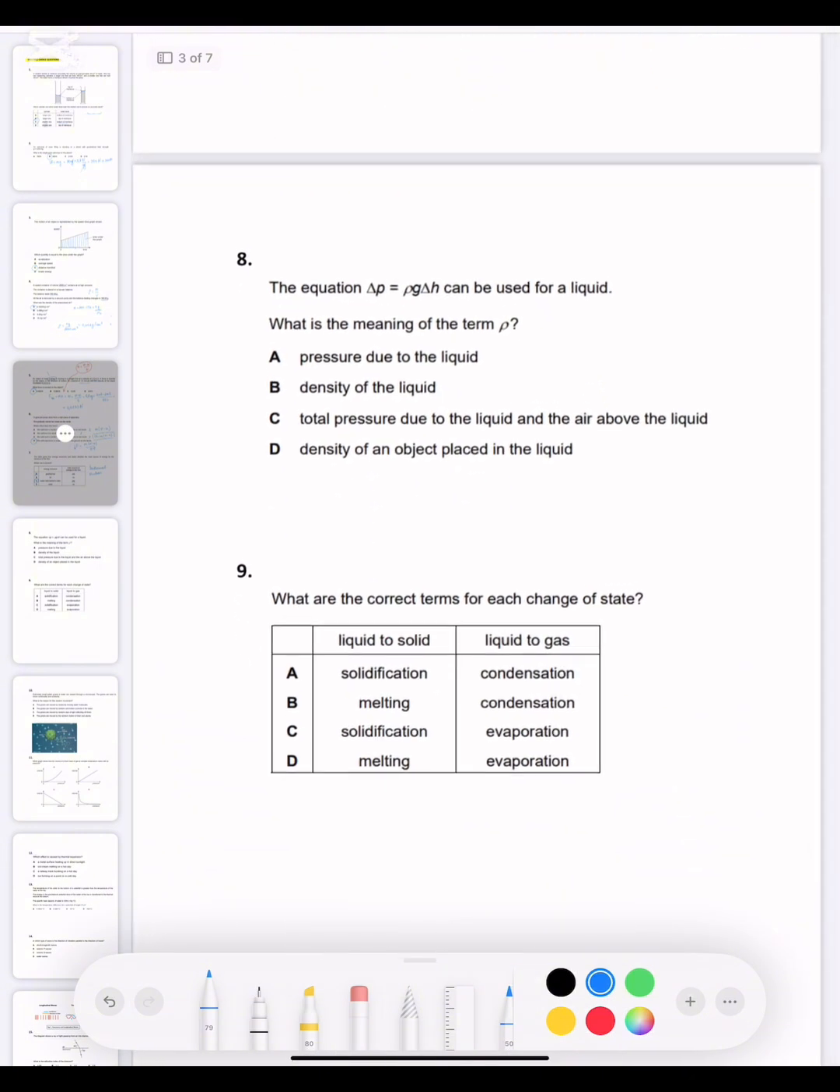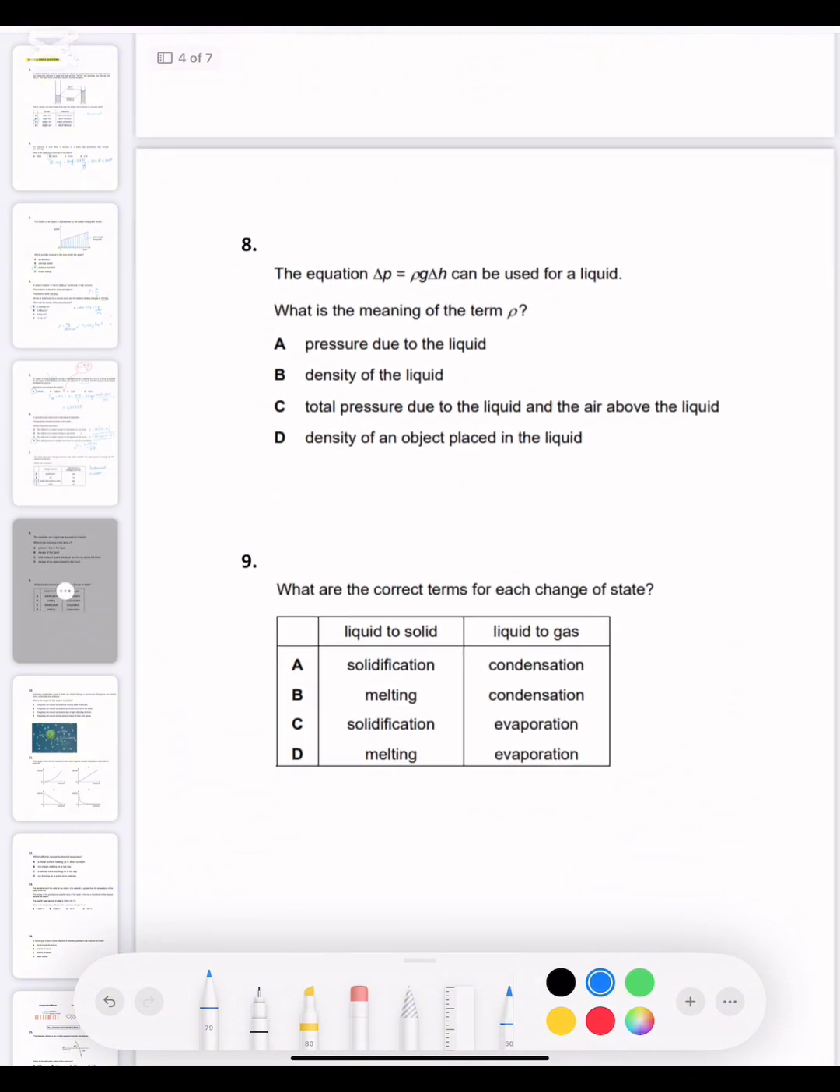The next question, which is question number 8. The equation ρgh can be used for a liquid. What is the meaning of the term rho? This equation is used to calculate pressure in a liquid. And here, rho, which is a Greek letter, represents density of the liquid. Answer is B, the easiest question.